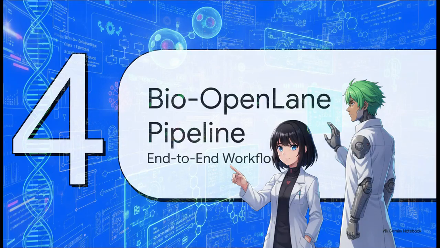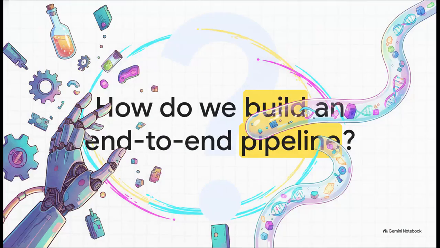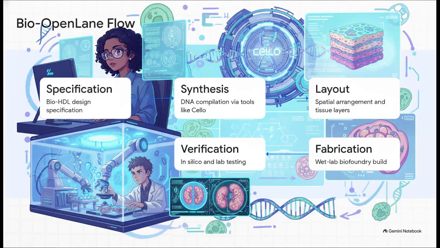Part 4. The Bio OpenLane pipeline. Okay, so we've got the genetic Lego bricks. We've got the automated robotic labs. We have the individual simulation tools. But how do we actually string them all together into one seamless, automated workflow without the whole shebang just falling apart? The proposed architecture to solve this is called Bio OpenLane, and it operates as a 5-step, closed-loop journey.